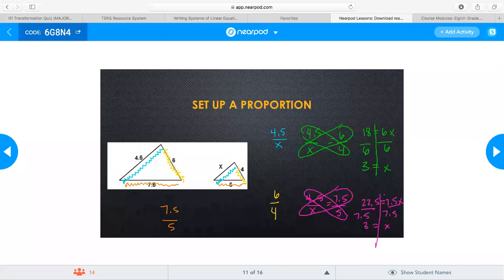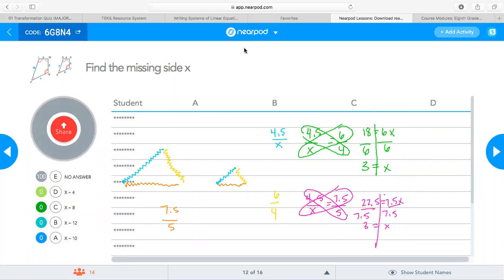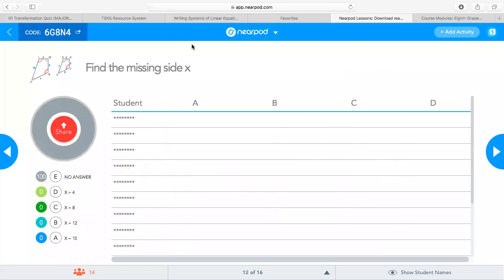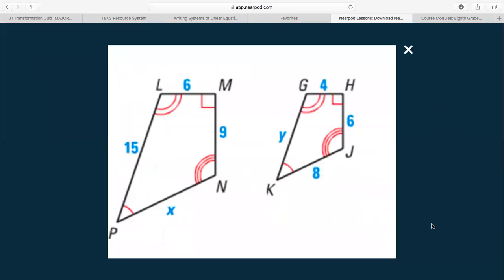Oh, this is the same one. So this is the same picture. Oh, it kind of lines up pretty well there. All right. So this is a poll question. What does it ask you to find? There's an X and there's a Y. X, okay. So find X. So we're finding X. I'm gonna ask a couple people to share once you finish this one, because there can be so many different proportions you can set up for this.